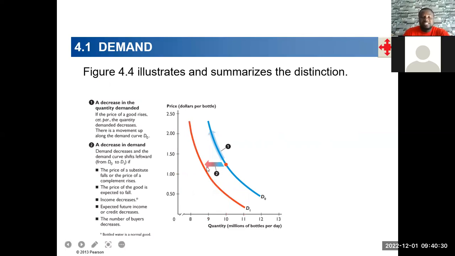Then we have a decrease in demand. I think we looked at this. Now, if initially this was the price and this was the quantity, at the same price, you see that we are buying less. So there's a decrease in demand. So the demand curve shifts to the left. And these are some of the reasons or some of the causes of such a shift. It's possible the price of a substitute has fallen.